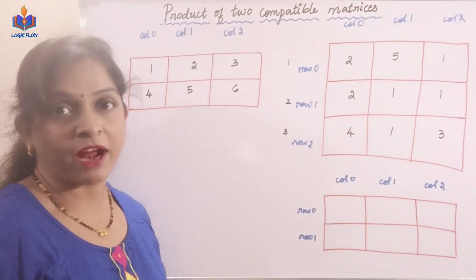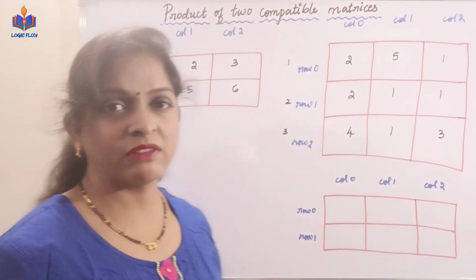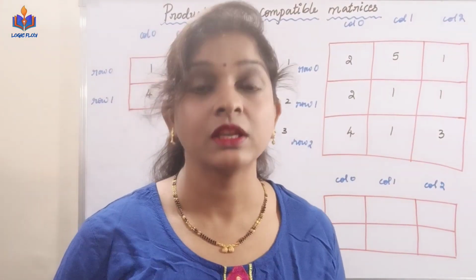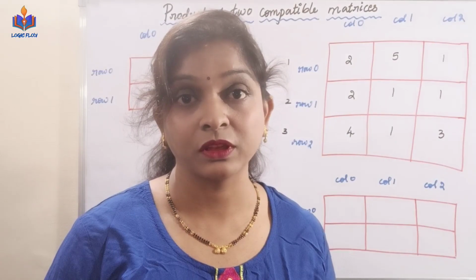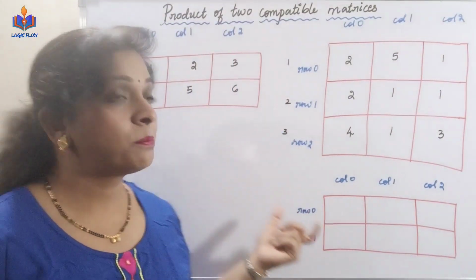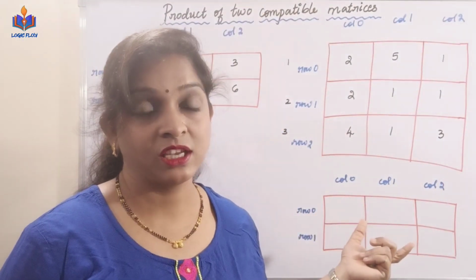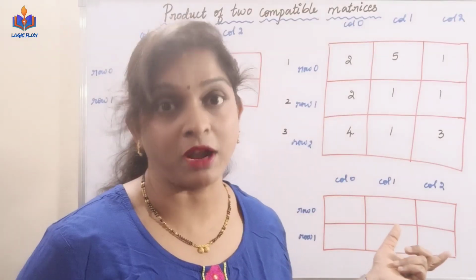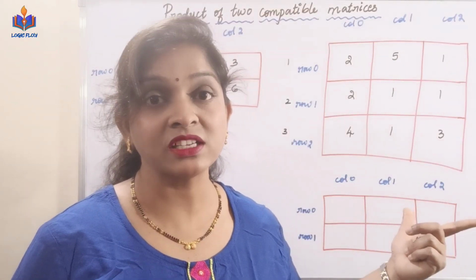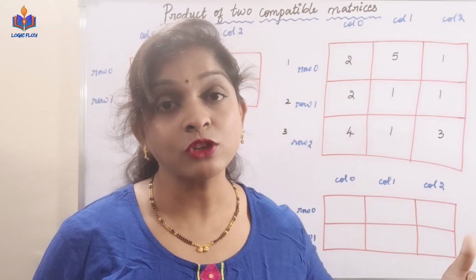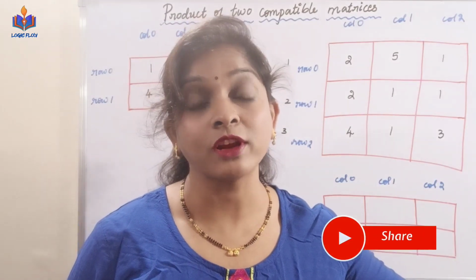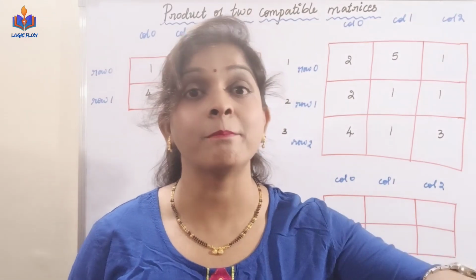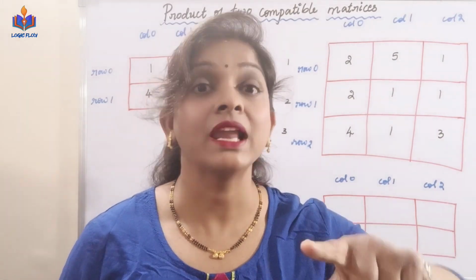Product of two compatible matrices. The name itself tells you what compatible means. Here we need to understand the meaning of compatible. When I say the product of matrices, it is quite different from the sum of matrices. Sum of two matrices is very simple, but product of two matrices is quite complicated. So how do we find the product of two matrices, and what does compatible mean? Let us see.